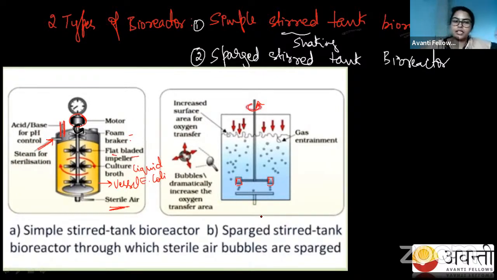But what happens here, the main difference is, here sterile air is sent through the pipe, but here we are sending the air in the form of bubbles. And these air bubbles are moving here. Okay, so because of these air bubbles, the continuous aeration is maintained. So sparged simply means bubbles. So this is another type of bioreactor. So you have to remember these two types of bioreactor which is given in the NCERT. Okay. So now let's move ahead.